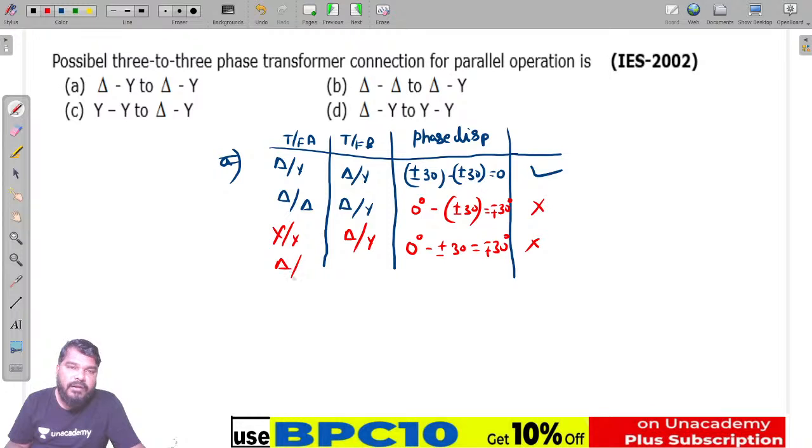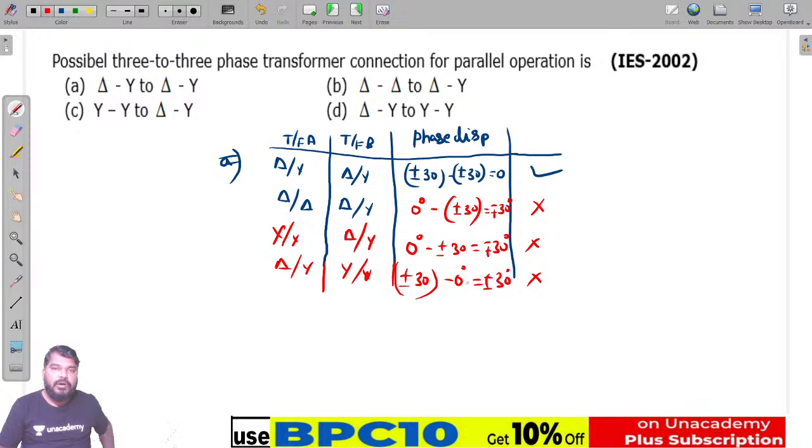One more is given, delta star and star star. Delta star is a plus or minus 30 degree connection, minus 0 degrees, so it is equal to plus or minus 30 degrees. It is also not possible. So option A is absolutely correct. Like this we have to answer this question. Are you clear now?